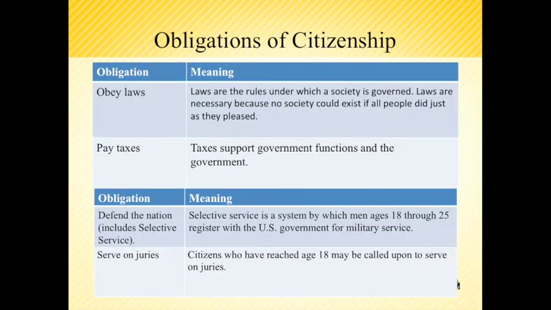Let's go over the obligations or things that you have to do as a citizen. The first is obey the laws. Everyone has to obey the laws. The laws are there to keep society peaceful. If there were no laws, it would be anarchy and people can do whatever they want, and then you wouldn't feel safe in your own home. So the laws are there to provide safety for everyone.